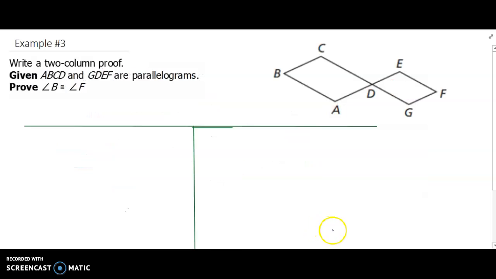All right, guys, let's look at example 3, and we are officially back to proofs here. So we are given that ABCD and GDEF are parallelograms. So I'm going to break these up into two different things. ABCD is a parallelogram.